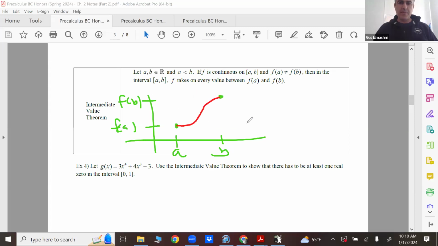Let me actually make up numbers here. Let's say it's 1 and 4, and 2 and 5. So I made up some numbers. Let's say A is 1 and B is 4. Let's say F of A is 2 and F of B is 5. So here's the thing in the graph. Intermediate, you can go in between, right?